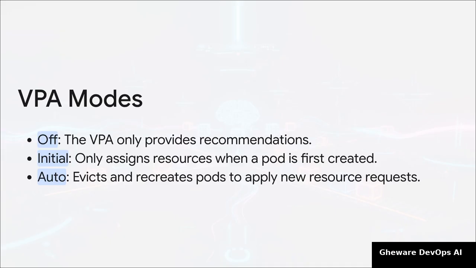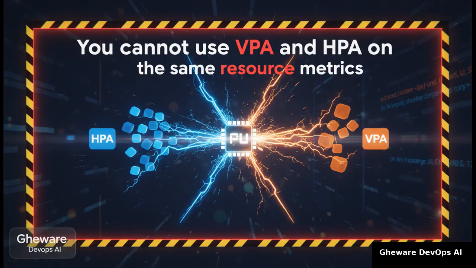Gotta remember that. And here is a super critical tip, especially if you're studying for any kind of cert exam. You absolutely cannot have VPA and HPA trying to control the same metric, like CPU. Think about it. They'd be constantly fighting each other, creating this scaling loop nightmare. You have to pick one or the other for each metric.